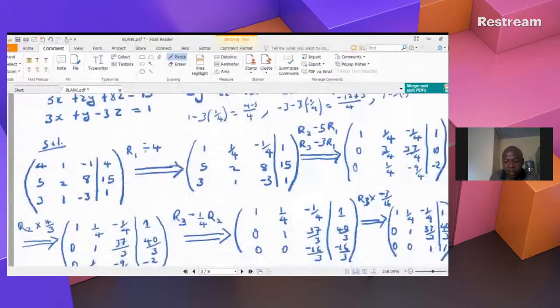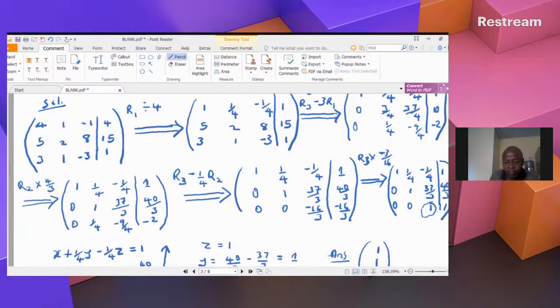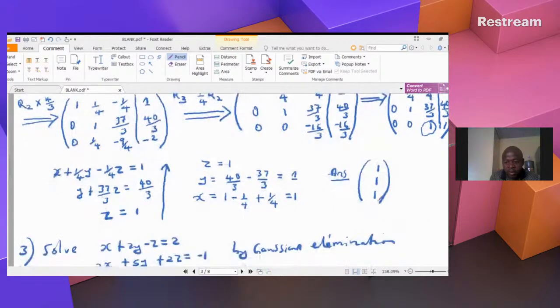In example 2, after reducing to echelon form, we had this element here and 0, and this element here could be 0 or non-zero. So when we have a non-zero element here, and an element here which is either 0 or non-zero, then the system would have a unique solution. Just one solution.